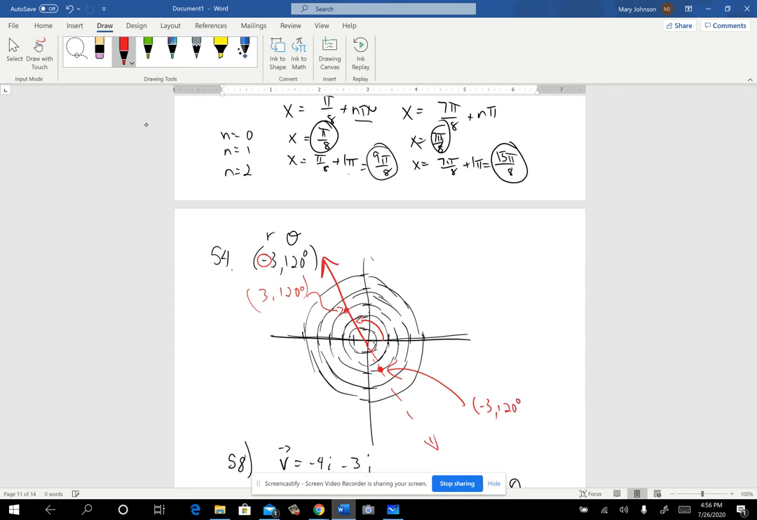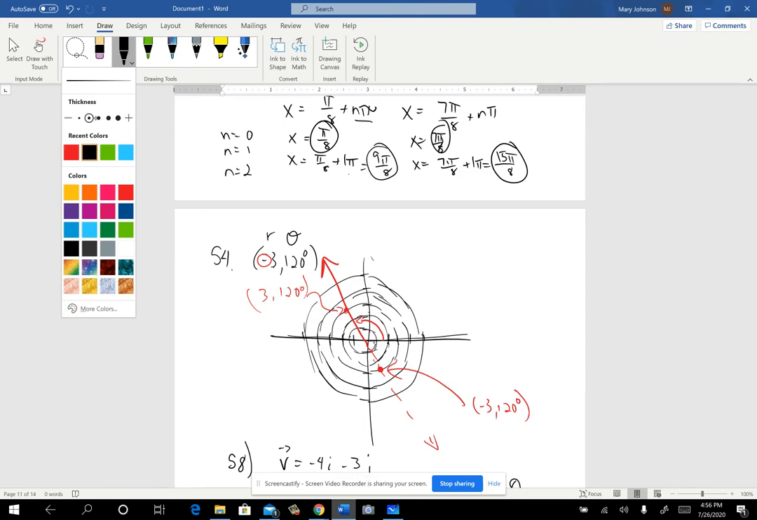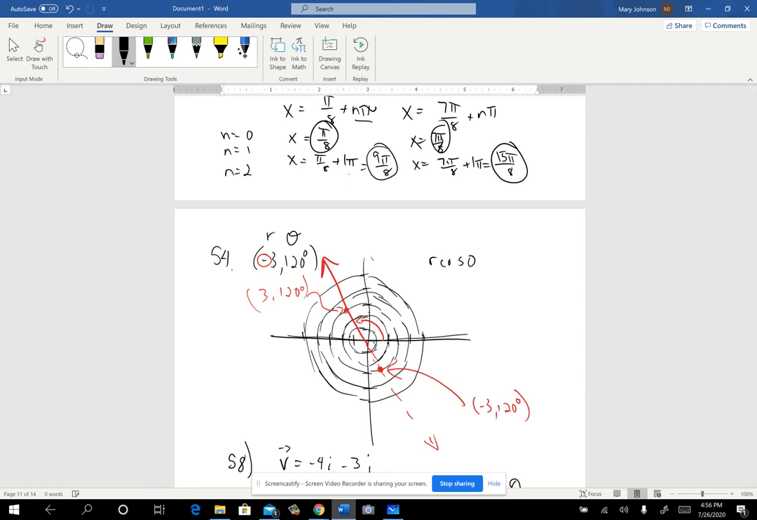Now, when you go to do the rectangular coordinates, it's just going to be r cosine theta, r sine theta. It has to do with this triangle right here that would have been created, but we don't need to go through all of that. It's pretty easy to do. So you're going to put in -3 cosine 120, and then -3 sine 120.